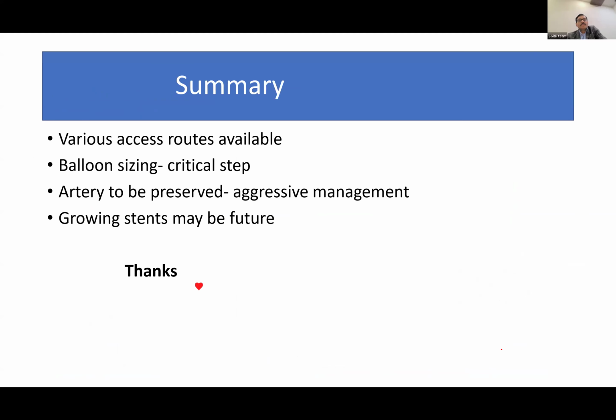So summarizing, we have various access routes available. Personally, in newborns, we favor the axillary route. Balloon sizing is a critical step. Don't oversize. RT to be preserved, aggressive management, periodic thrombolysis, growing stents may be a future. Thank you for listening.